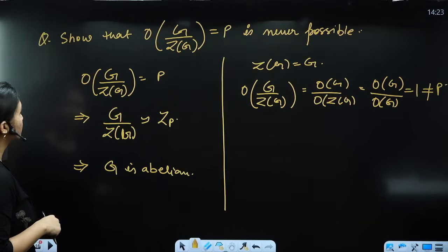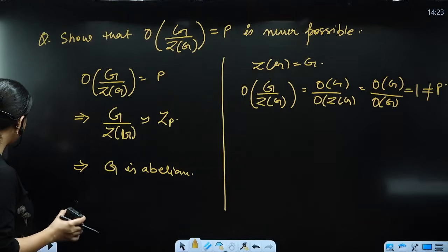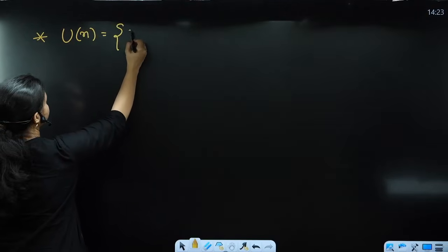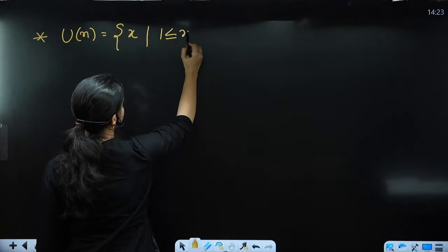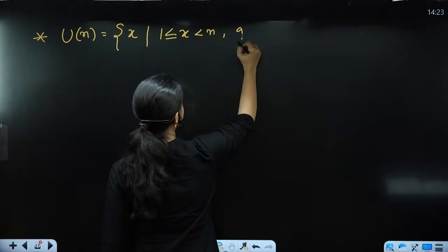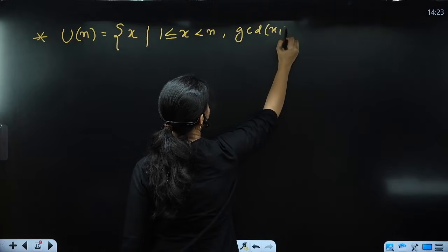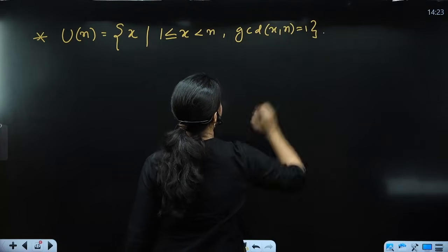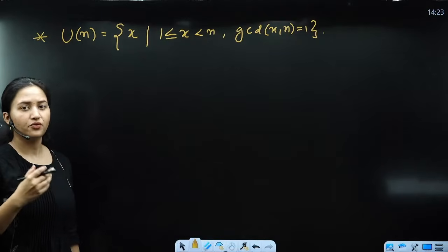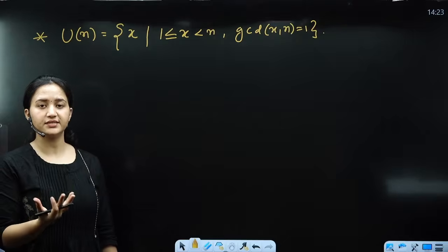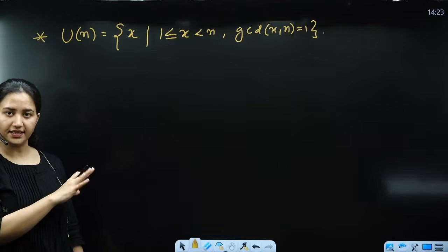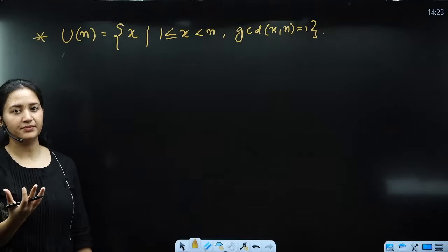Conjugate element is for later. We are going to discuss one more group, that is your Un. Okay, you remember the group Un? Right? So the collection of all the numbers less than n, and whose GCD with n is equal to 1. Clear? Basically the collection of all numbers co-prime to n. Clear?